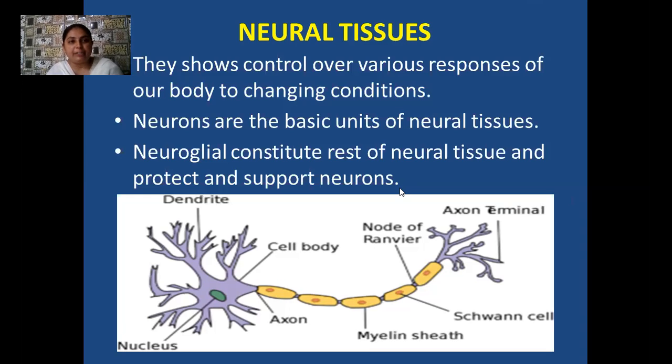And today we have studied two types of tissues, muscular tissues and nervous tissues. We will study these tissues in more detail in the chapter on locomotion and movements.